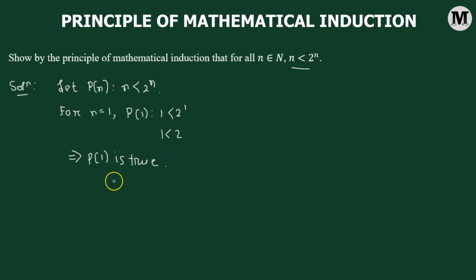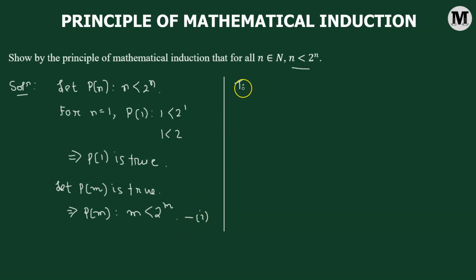So what we'll do here, we will assume that p of m is a true statement. If p of m is a true statement, this means that the statement p of m will be given as m is less than 2 raised to the power of m. Okay, let's label this as number 1. Now using this, we'll have to show that the statement p of m plus 1 is also true.